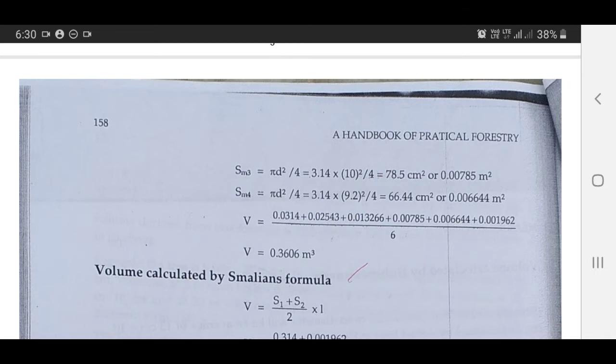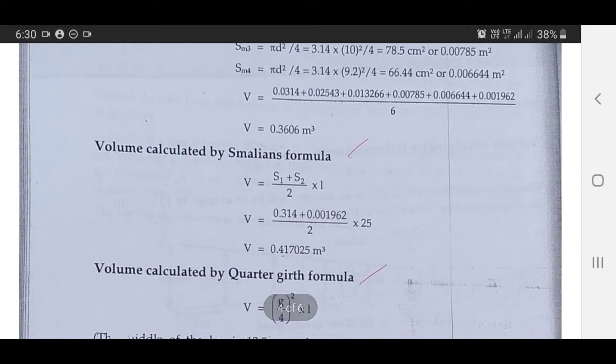Volume calculated by Smalian formula. B is equal to S1 plus S2 divided by 2 into L. B is equal to S1 is 0.314 plus 0.001962 is the S2, divided by 2 and multiplied by length of logs, that is 25. Volume comes B is equal to 0.417025 cubic meter.